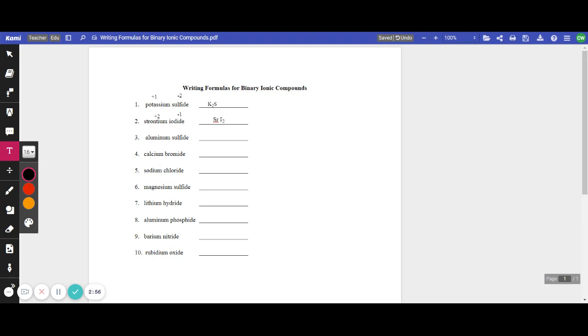All right, so let's try aluminum. Aluminum is a group 13 metal and has a +3 charge. Sulfur, we already said, is -2. So +3 and -2 does not cancel, and we're going to have to multiply them both. 3 and 2 have a common multiple of 6. So I'm going to need 2 aluminums for every 3 sulfides, and then we end up with +6 and -6.